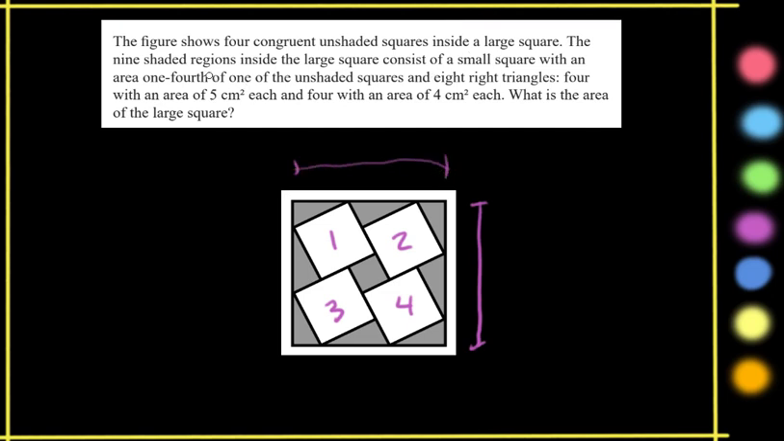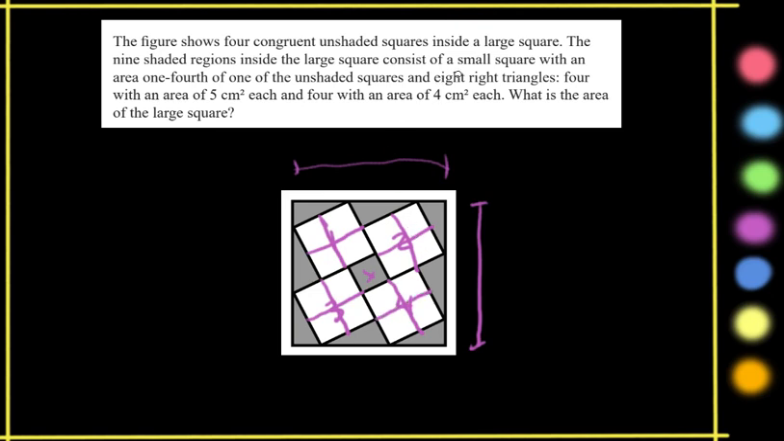The 9 shaded regions inside the large square consist of a small square. That's this guy, with an area of 1/4 of one of the unshaded squares. So we're told that the area of this guy is 1/4 of these guys, which means we could cut these guys into 4 pieces like this. And if we did that, each of those pieces would be equal in area to the shaded square in the middle.